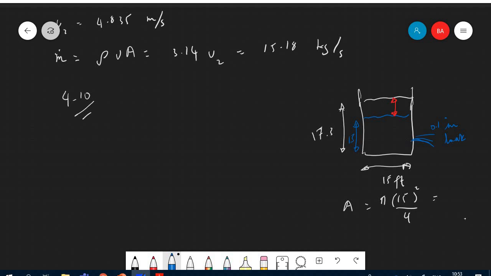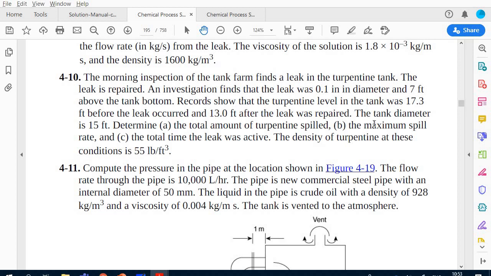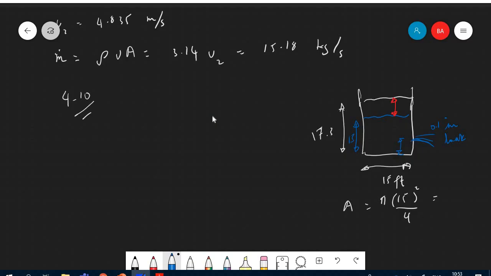What else do we have? What is the distance of this hole? I mean, how high it was. I forgot how high it was, so I don't know if it was mentioned or not. Investigation: 0.1 inch and 7 feet above the tank. Okay, so it said that it is 7 feet. So I have 7 feet here, 7 feet above the bottom of the tank. Okay, great. So let's solve it.